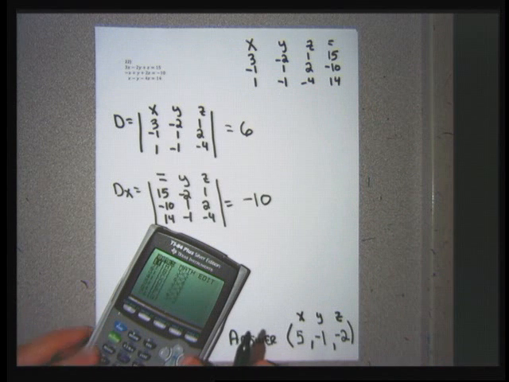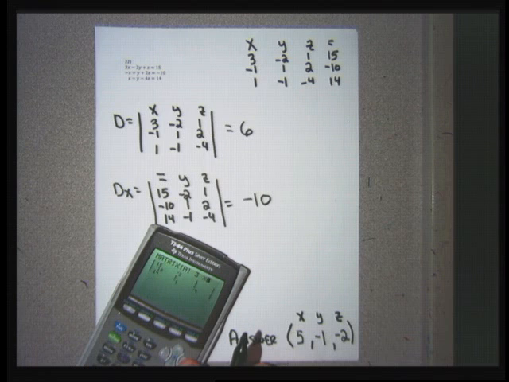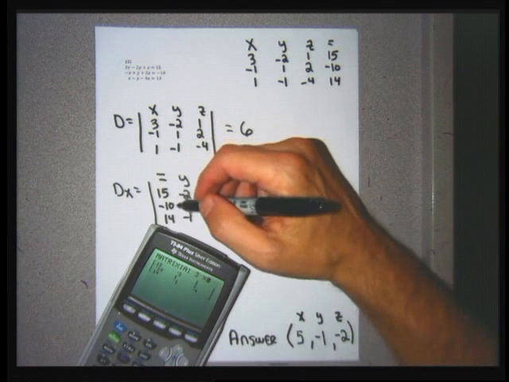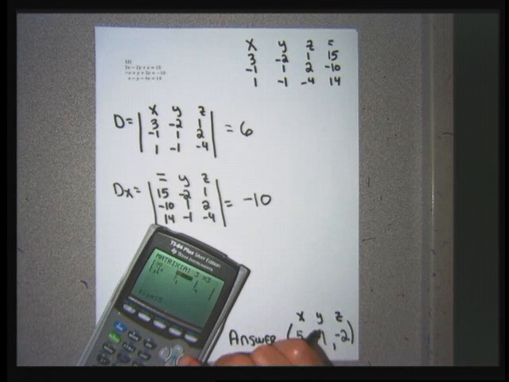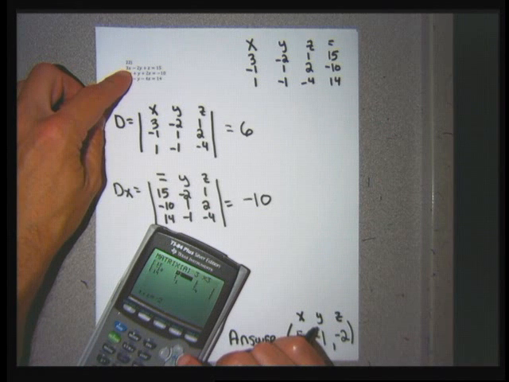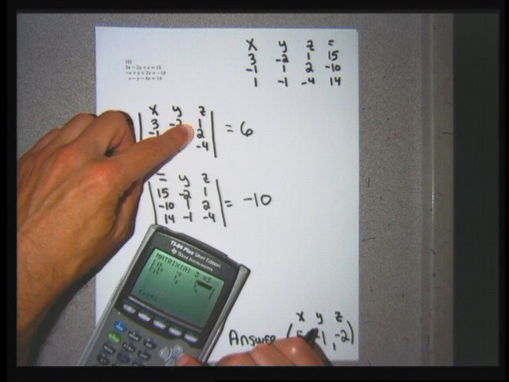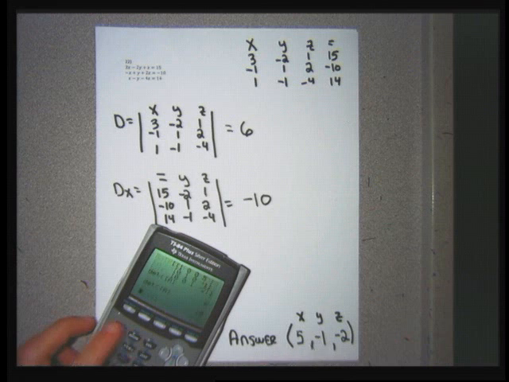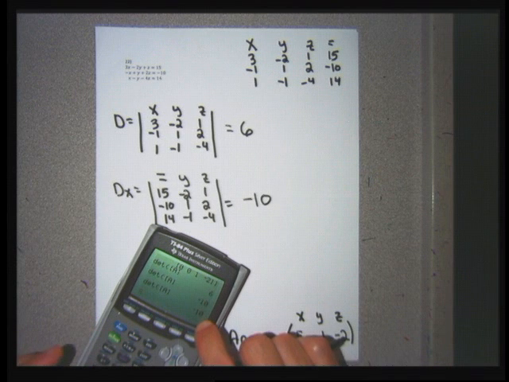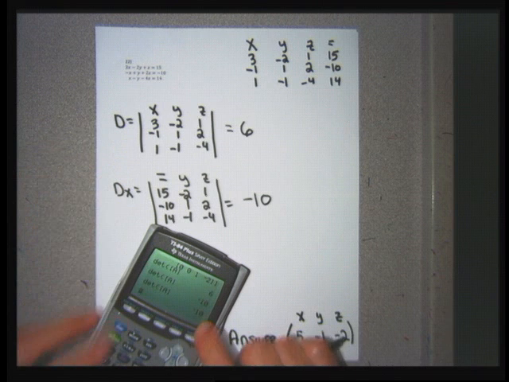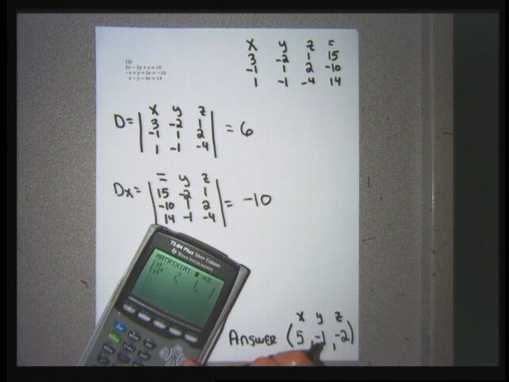I'm going to go second matrix, edit, enter, enter. 15, -10, and 14 is my first column. Then my y column is -2, 1, and -1. My z column is 1, 2, and -4. That one looks okay. Second enter, second enter. So I think that's fine. Let me read you the D. Second matrix, edit, enter, enter, 3, enter, -2, enter, 1, enter, -1, enter, 1, enter, 2, enter, 1, enter, -1, enter, -4, enter.